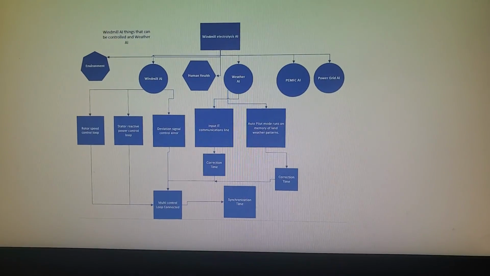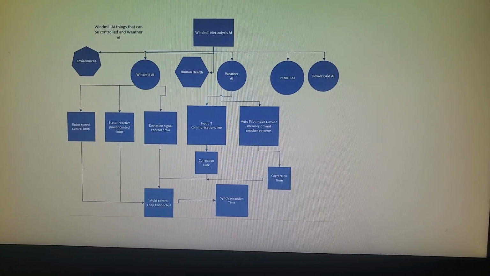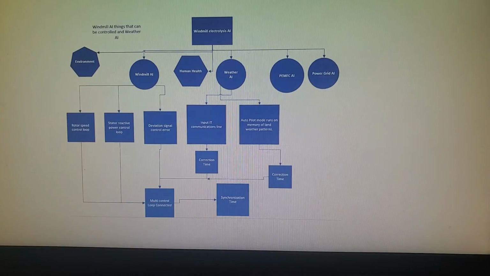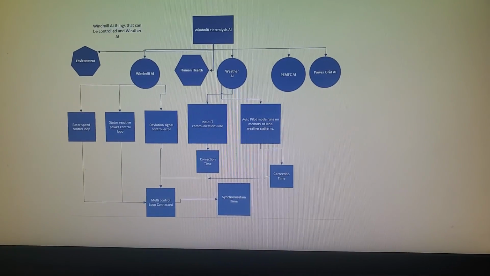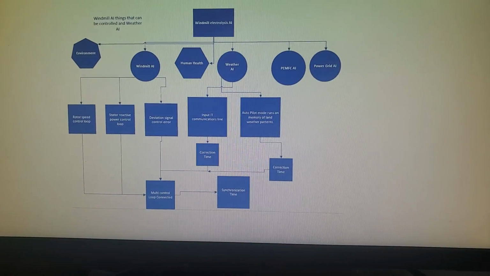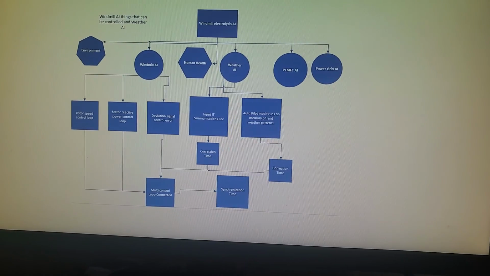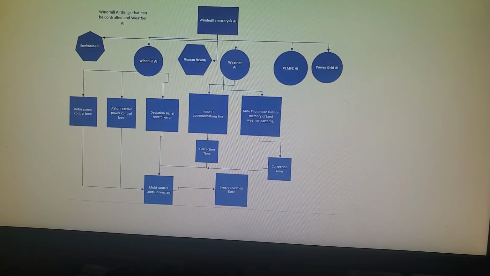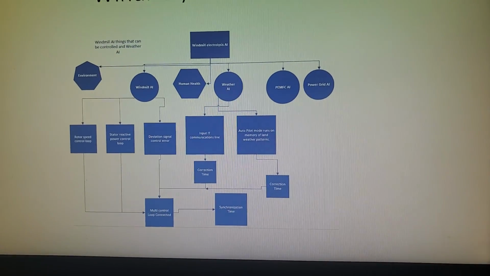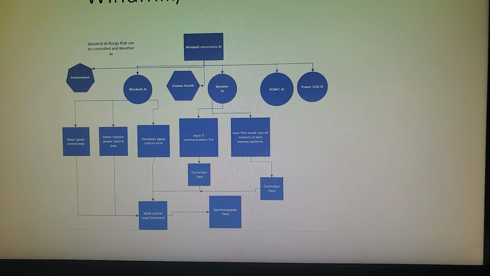So the next section of this flow chart we're going into a little deeper now is going to be the windmill AI and the weather AI, and they work together. The windmill AI is going to have a rotor speed control loop, a stator reactive power control loop, a deviation signal control error, and this is all going to be interconnected into a multi-control loop that will be synchronization time.